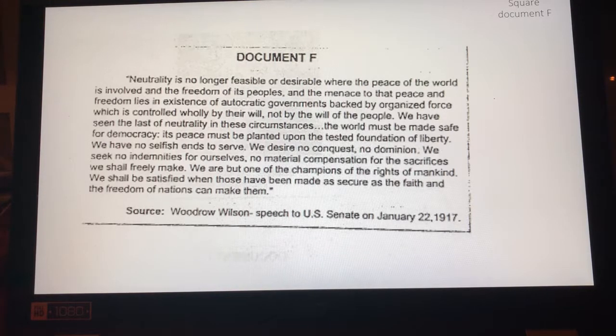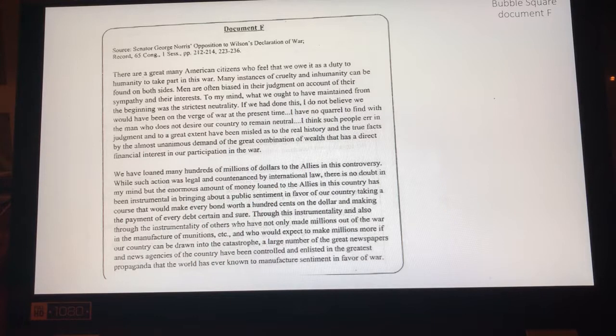The world must be safe for democracy. We must have liberty. So Wilson is in front of Congress being very idealistic. And again, he's in front of the Senate, not Congress, because the Senate has the right to declare war. Okay? So he's in front of the Senate, and we're going to have some commentary about that. So we're going to go to the bubble document F.